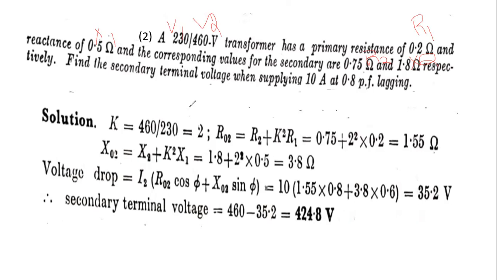By using this data, what is the data given in the question? V1 is equal to 230 volts and V2 is equal to 460 volts. And what is R1? That is 0.2 ohms.